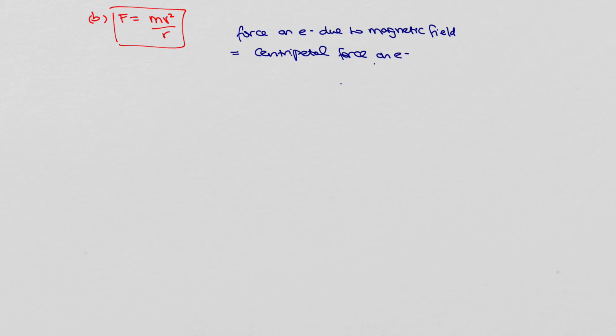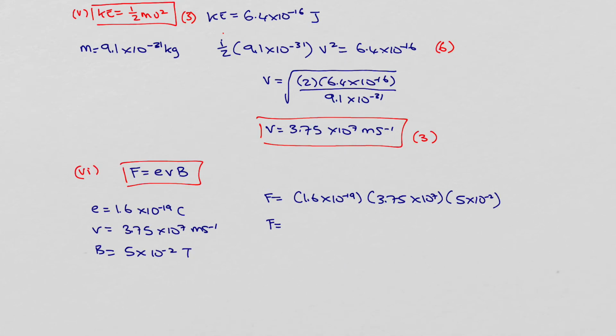So by equating those, essentially what we have is mv squared over r must be equal to EVB, which we have just found. And therefore, if I want the radius, it is going to be mv squared divided by EVB. So that gives us 3 by 10 to the power of minus 13, and force being newtons. So we had 3 for the formula, 3 for substitution, and 3 for the answer.